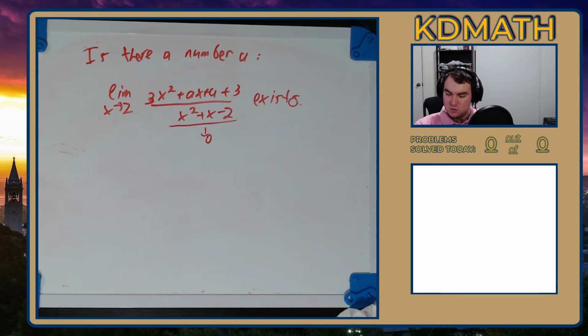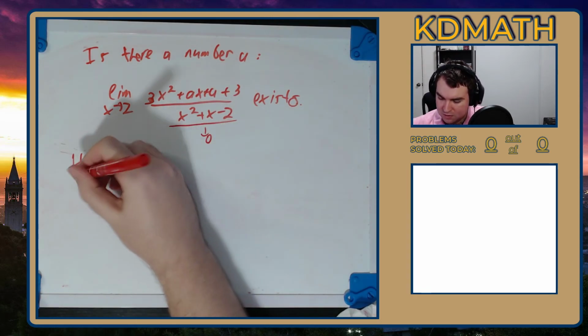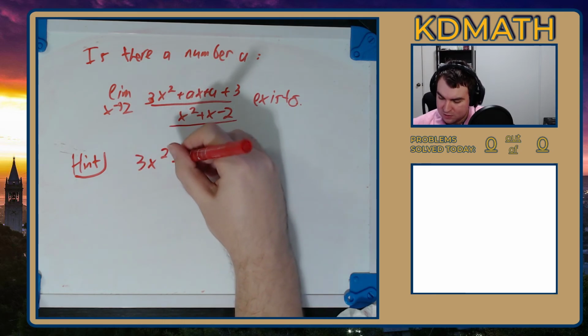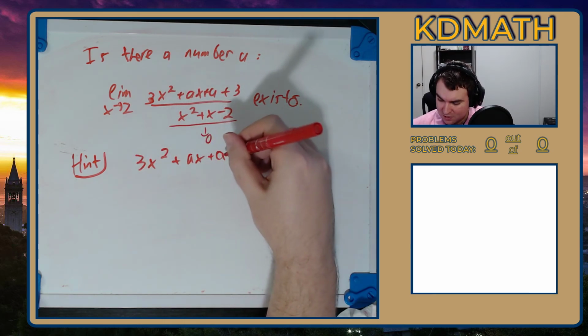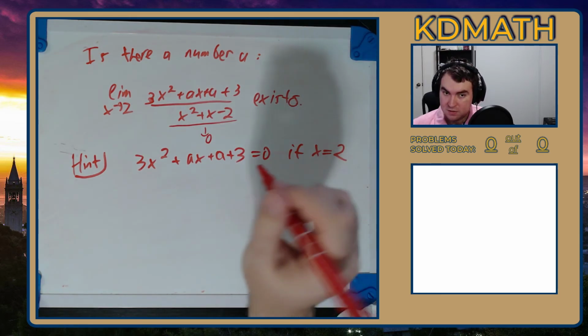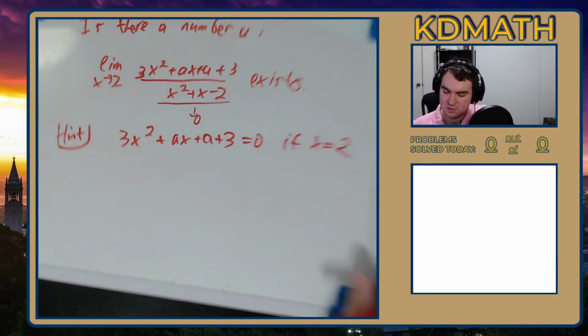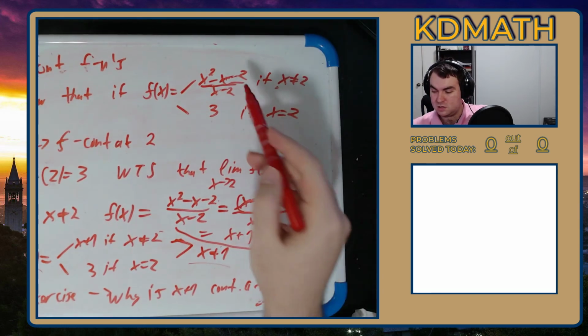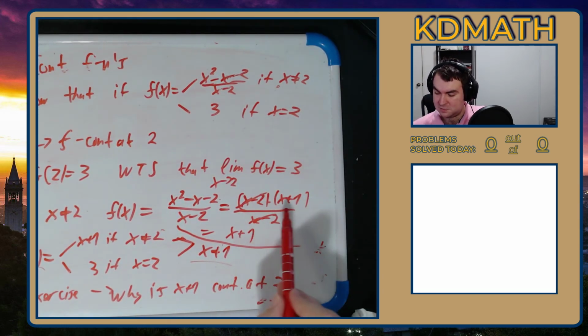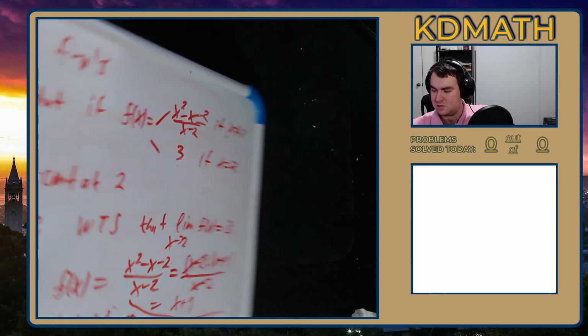And when does a polynomial go to 0 at a certain point? Well, it goes to 0 when it evaluates to 0 at that point. So the hint here is that 3x squared plus ax plus a plus 3 should be equal to 0 if x equals 2, right? So that you can get the cancellation that we previously got in the example that we just did. Let me see if it's still on the back of the board. Right here, we could factor the top as x minus 2 times x plus 1. When we divided it by something that went to 0, right, there would be a problem.